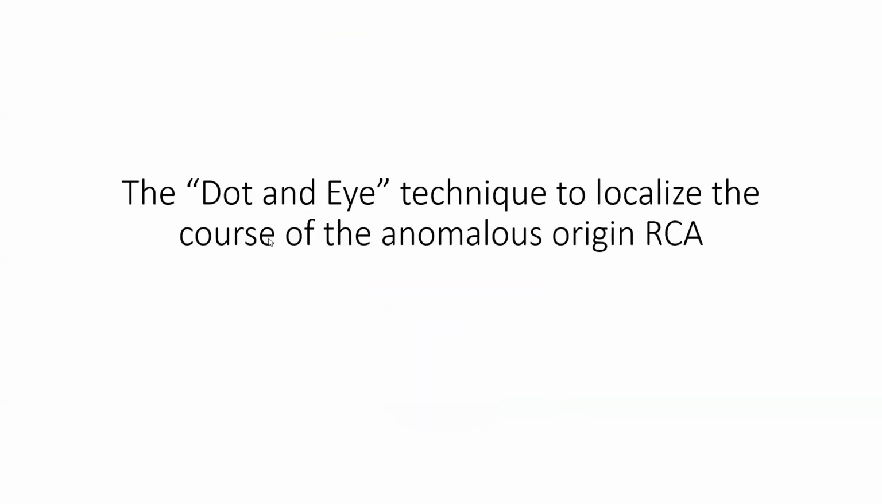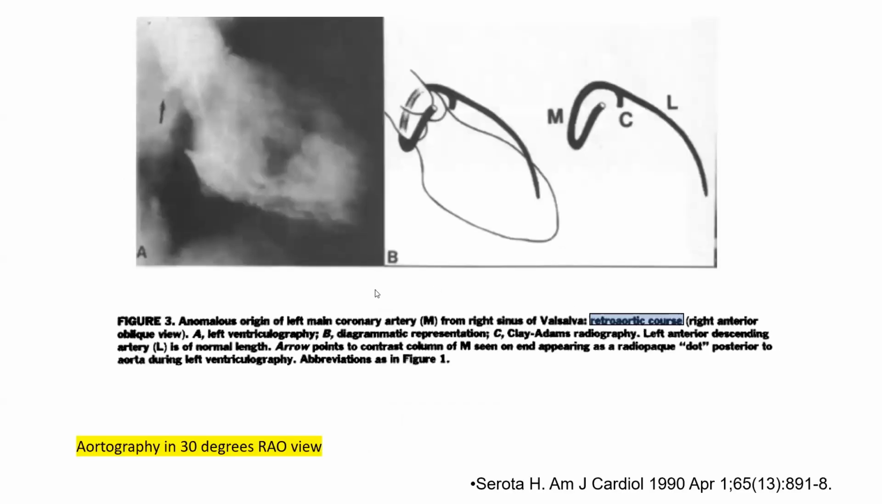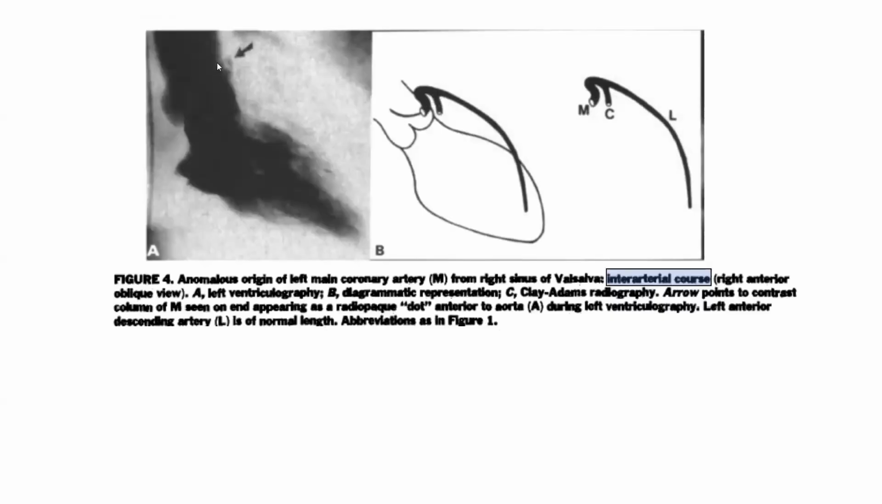What I just described has been also called the dot and the eye technique to localize the course of the anomalous origin, right or left coronary, according to a paper from the 1990s. So they did an aortic angiogram in this case in an RAO view, and they showed the same thing I just showed you. Basically, this is how the retroaortic course projects as a dot or a tight tunnel behind the aorta. This is the interarterial course, can project as a dot or a tight tunnel or a kink.